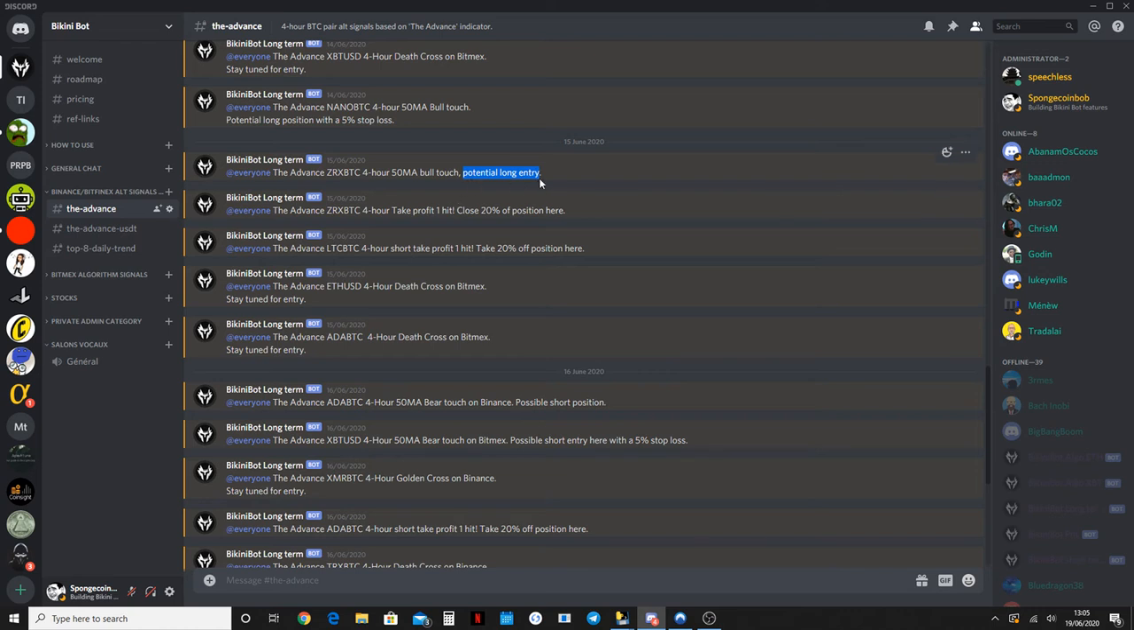Anything that says potential long entry is a trade. That's an entry right there. You can enter that trade on ZRX, on the bull touch there, potential long entry. And all of these trades with the advance have a 5% stop loss, which is sometimes mentioned, sometimes it is not. But that's the recommended setting. You can of course set your own stop loss, but that's the recommended.